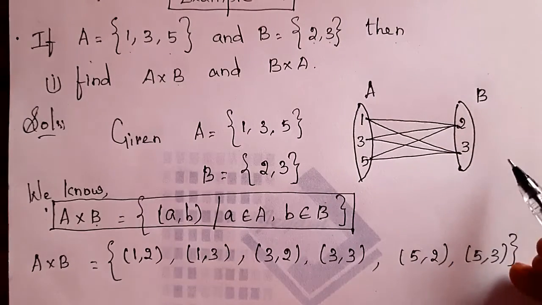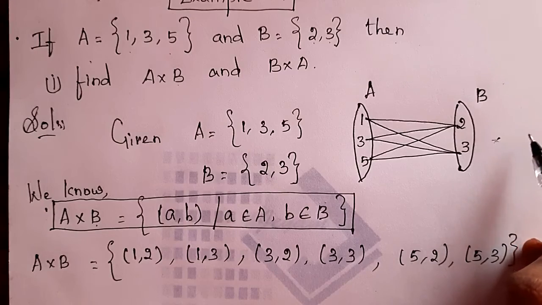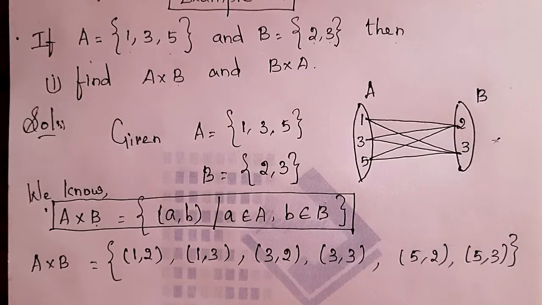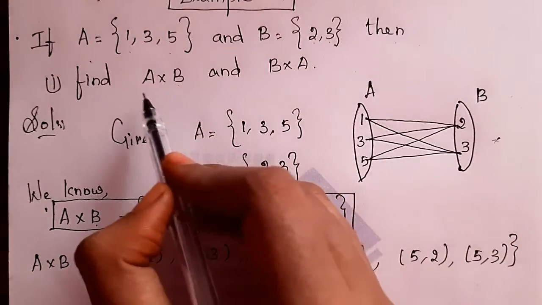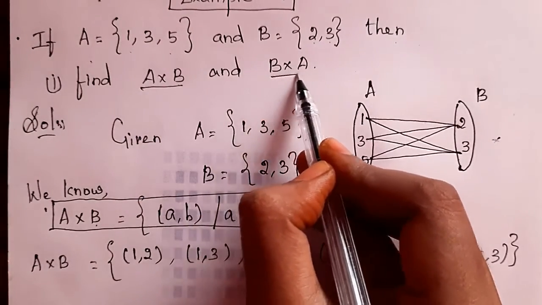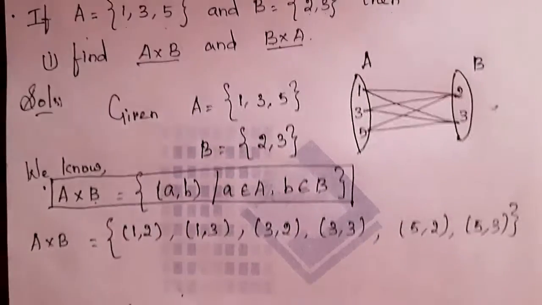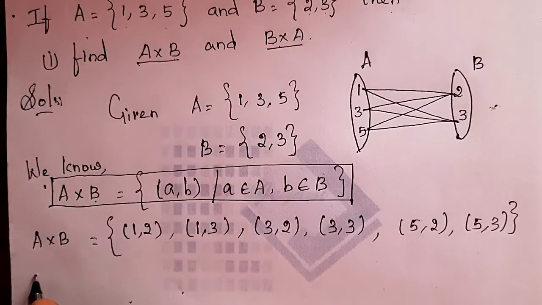This one I drew for your understanding. It is no need. If you need it, you can draw it. I use it for your understanding. So first part over. Next we can find out B cross A. Already you know both are not equal. Okay. So next we can find out B cross A. How will the B cross A be?